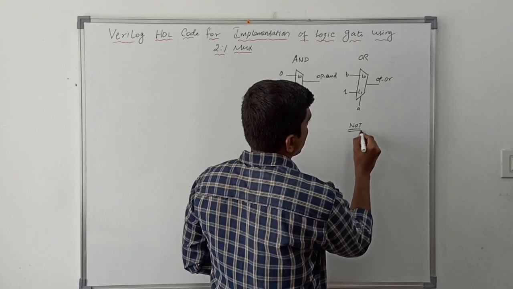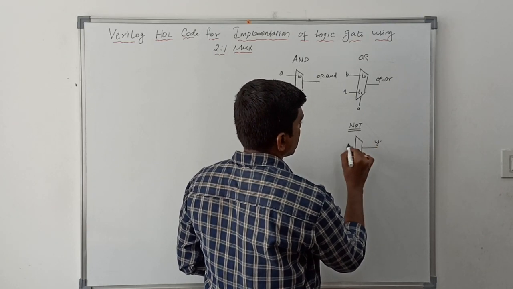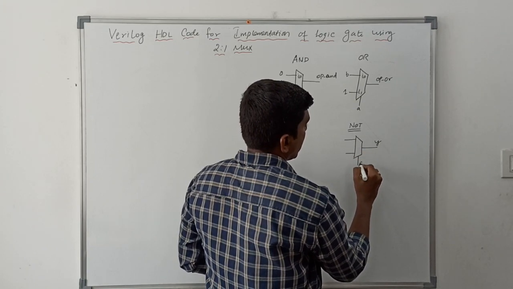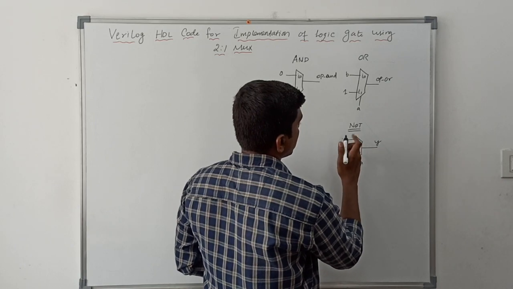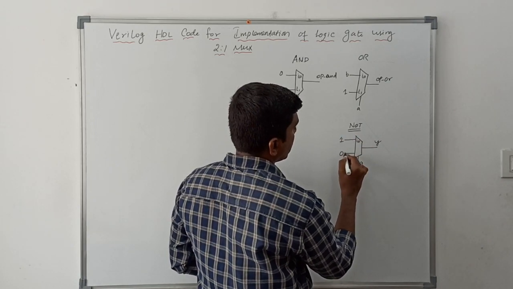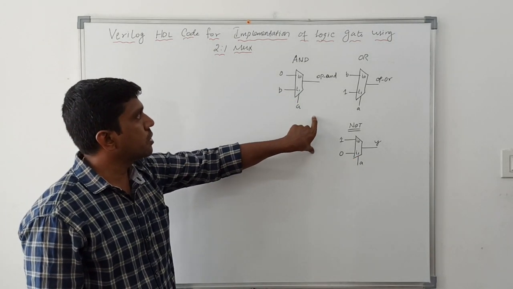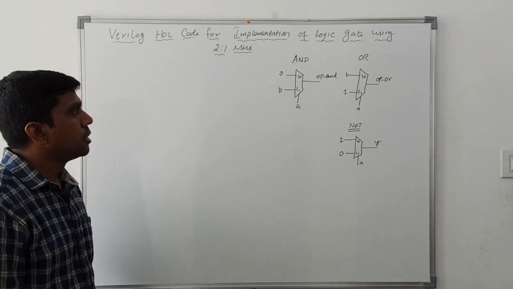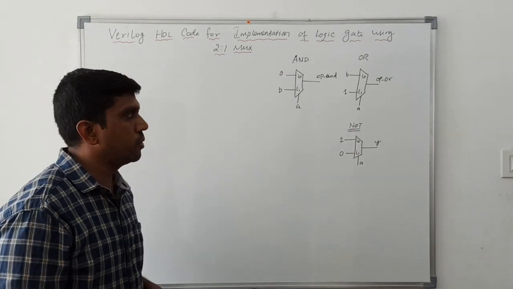The last gate is the NOT gate. It is a 2:1 mux. Y is the output, A is the selection line. When A equals 0, I0 is connected to 1, and when A equals 1, I1 is connected to 0. So this is the implementation diagram for the logic gates. The detailed explanation I already posted. If you need it, kindly refer to the video.